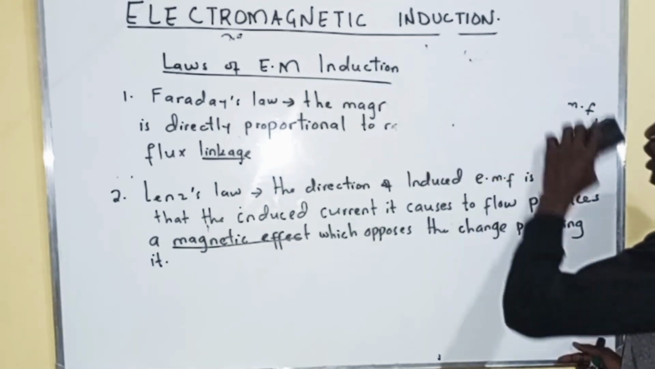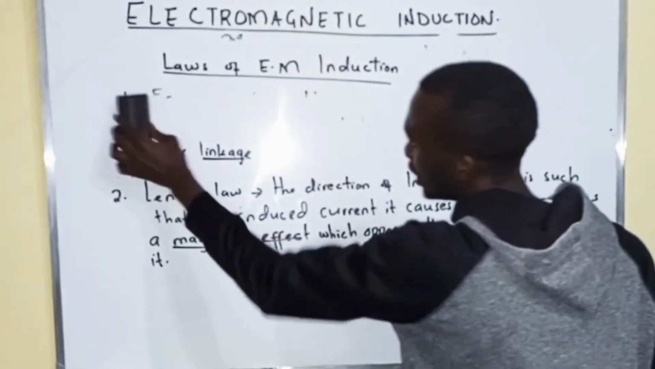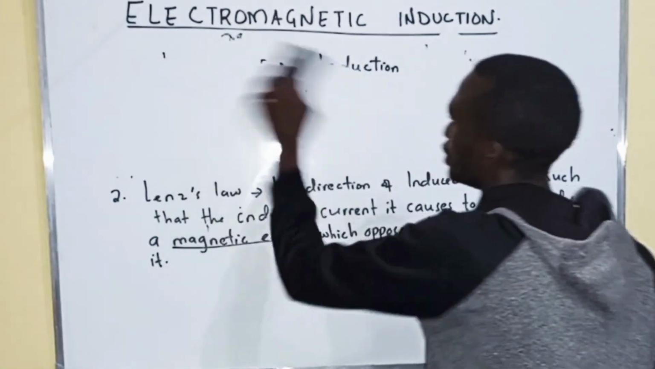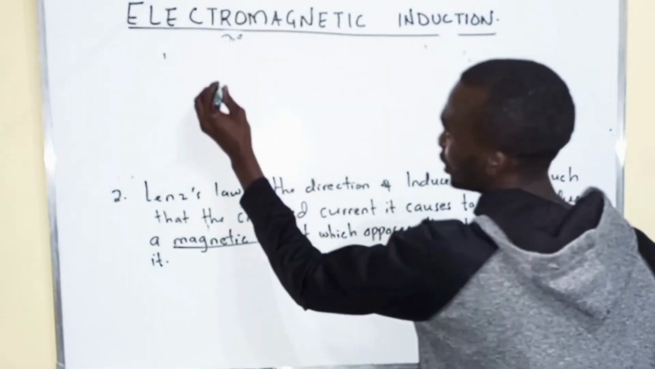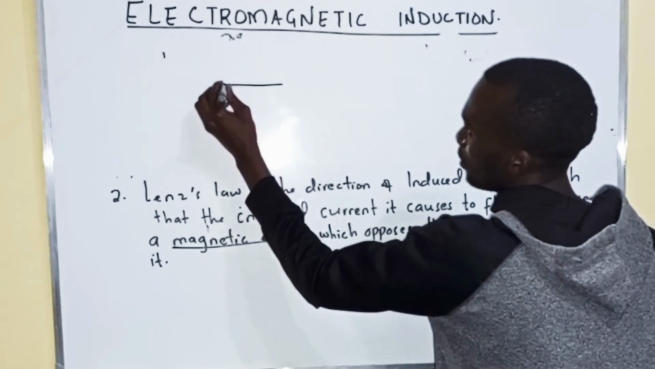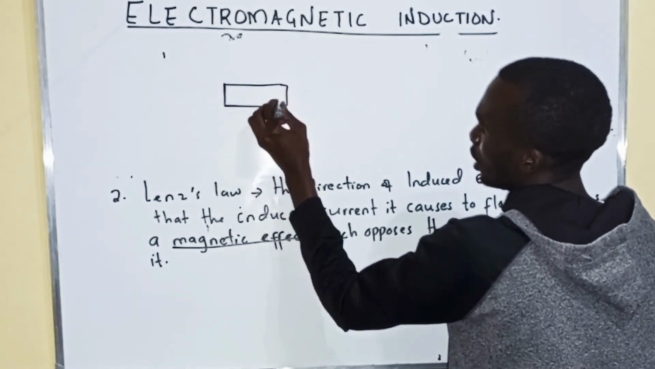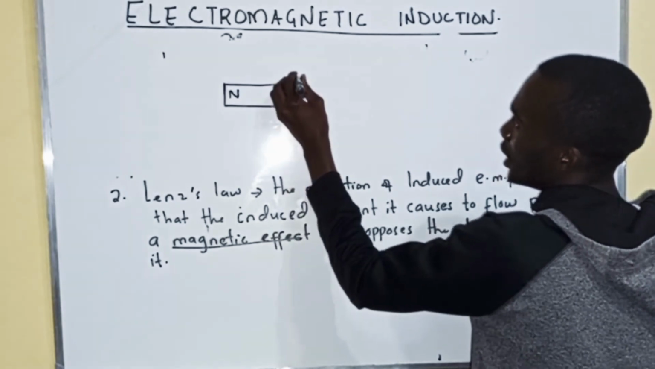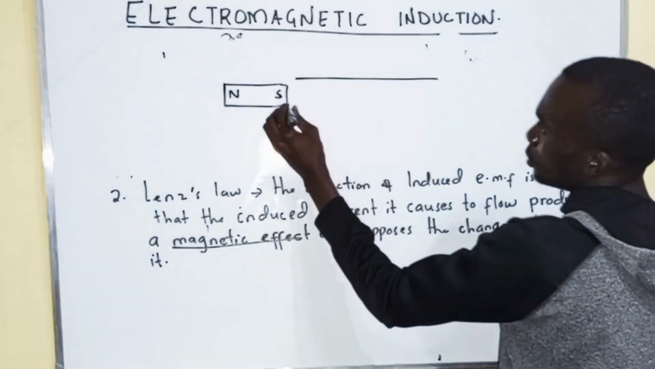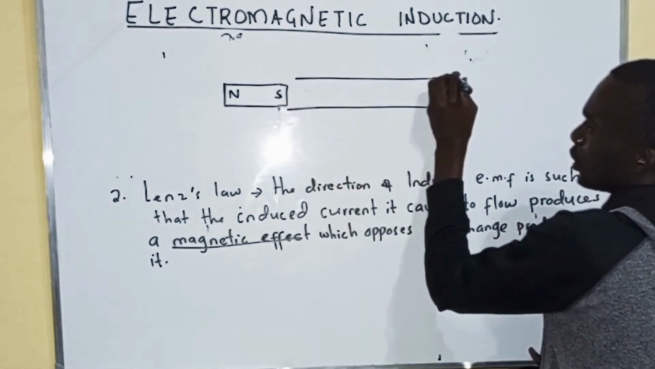Now let us look, for example, at an illustration of Lenz's law of electromagnetic induction. Suppose we have a bar magnet which has a north polarity and a south polarity. Then we want to move this bar magnet inside the coil.